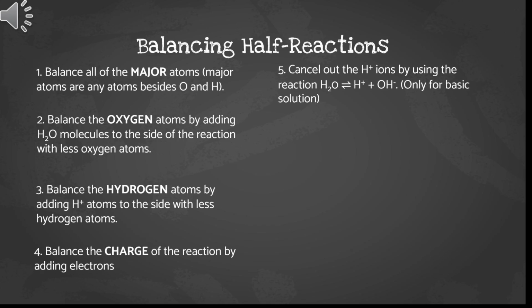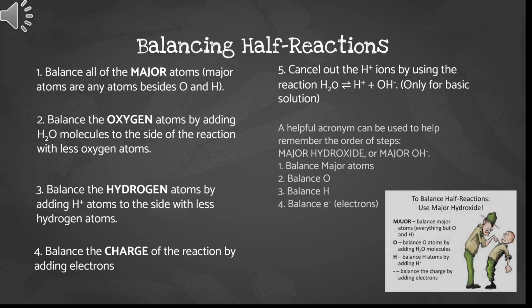The fifth step only applies to basic solutions. Cancel out any of the H+ ions by using the reaction H2O forms H+ plus OH-. A helpful acronym can be used to help remember the order of steps: Major hydroxide, or major OH-.